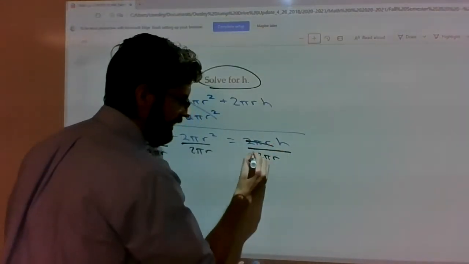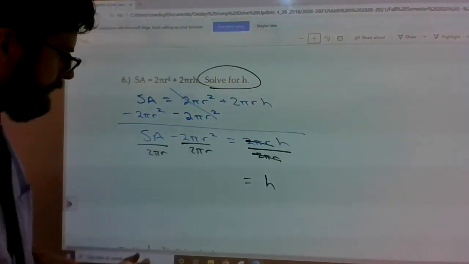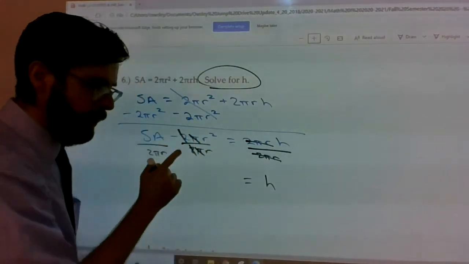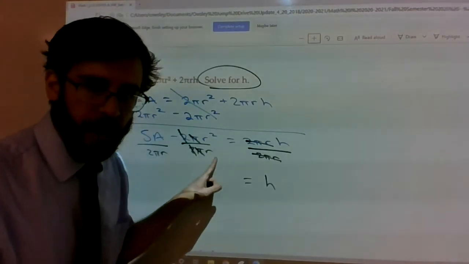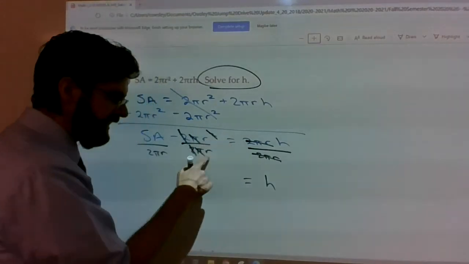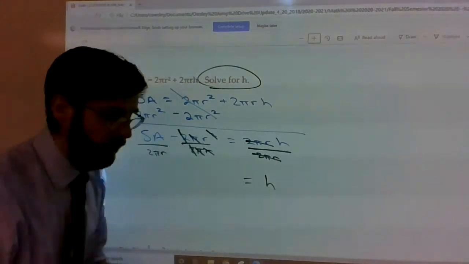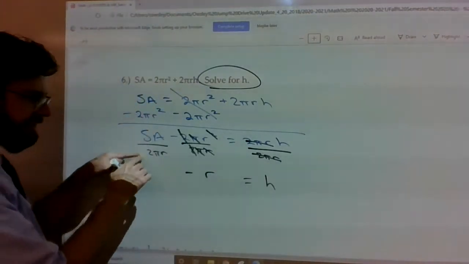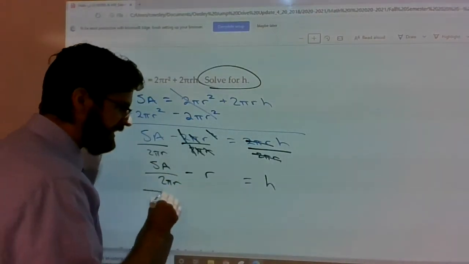So 2 pi r cancels with 2 pi r. H is on the right-hand side. If you look at this fraction here, 2 divided by 2 is 1 over 1. Pi divided by pi is 1 over 1. And then here's an interesting thing. R squared divided by r, one of the r's on top is going to cancel with one of the r's on the bottom. So you're left with 1 r. It's kind of interesting. And then the SA divided by 2 pi r can't be simplified. It is what it is.